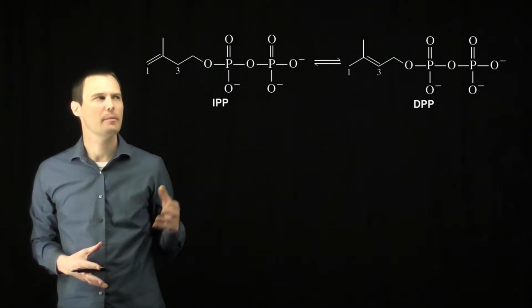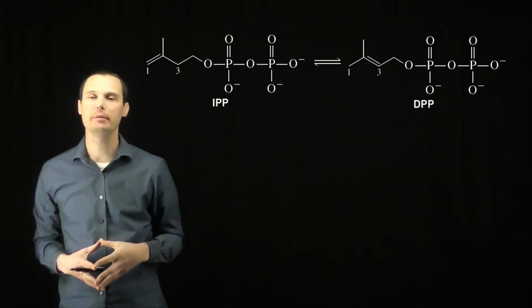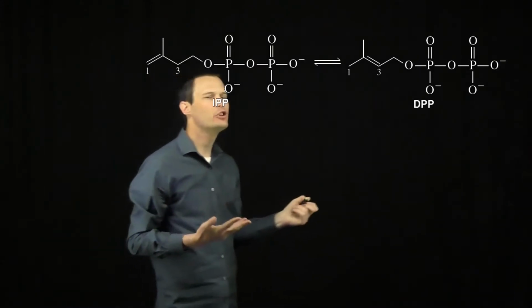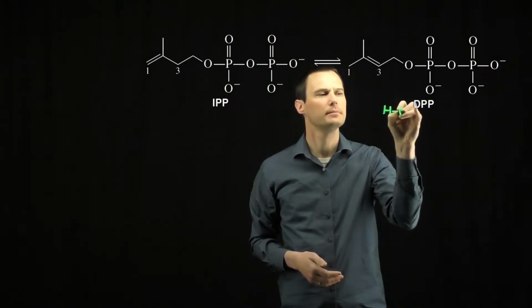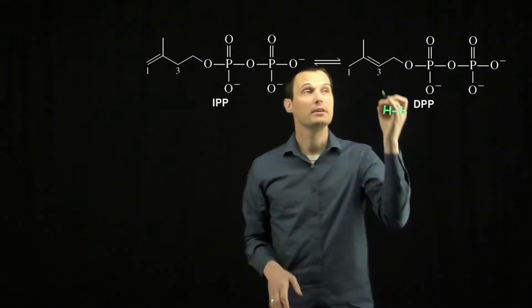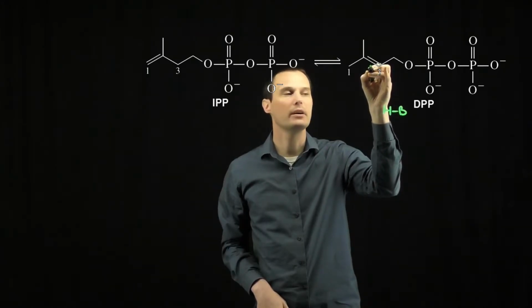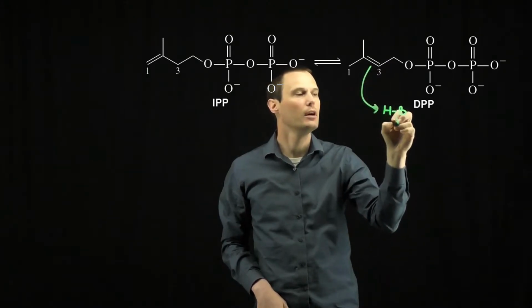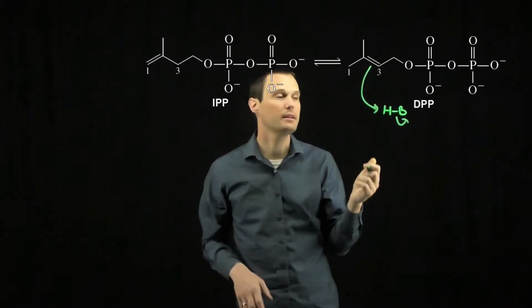This question asks us to draw the mechanism for the acid-catalyzed formation of IPP from DPP. To do that, we'll use just a generic acid. We'll just use HB as our generic acid. What will happen is that this alkene in the starting material will act as a nucleophile, and the electrons in this alkene will attack the hydrogen of our generic acid, protonating the alkene, kicking out B- as a leaving group.